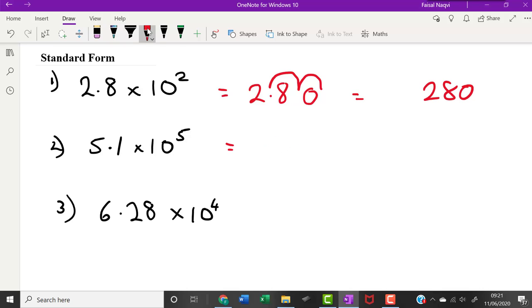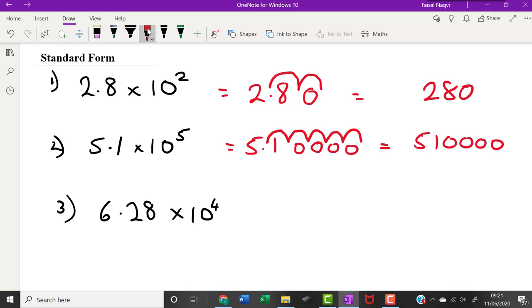In the second one, I've got 5.1 times 10 to the power 5. I know my number is going to become bigger, and I move my decimal point to the right 5 times. 1, 2, 3, 4, 5. Underneath each of the arches, I put a 0. So my answer is 510,000.